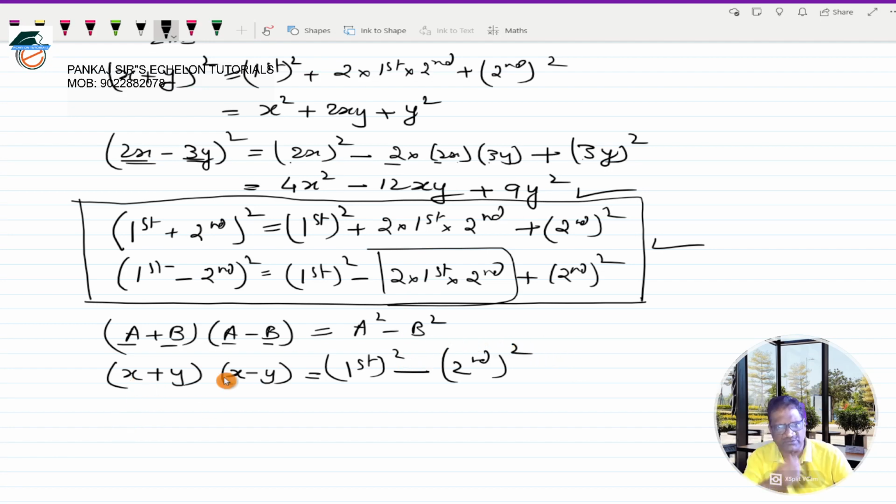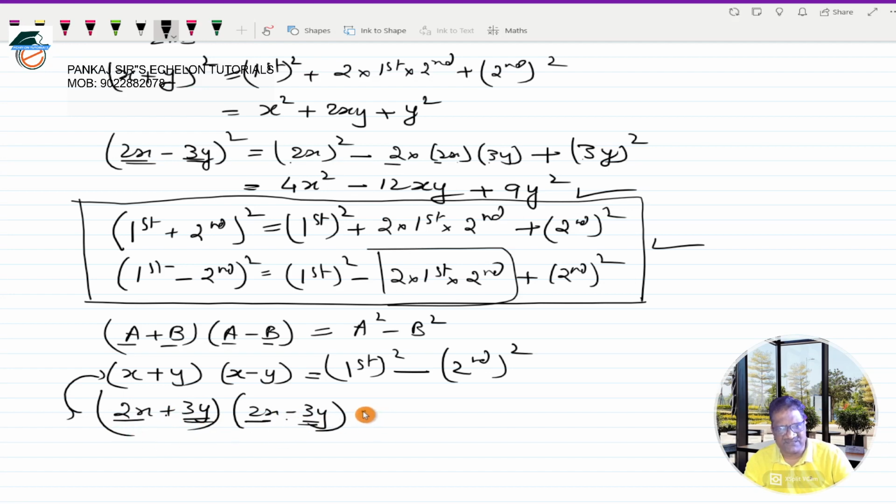Now this x plus y and x minus y can be anything, for example it can be (2x plus 3y) multiplied by (2x minus 3y). Now this is same as this. If you compare, instead of x there is 2x, so first term is 2x over here. Here the second term is y, but here the second term is 3y. And can you see the first term in both the binomial expressions is same, and the second term is also same. In the first one there is a plus, and in the second one there is a minus.